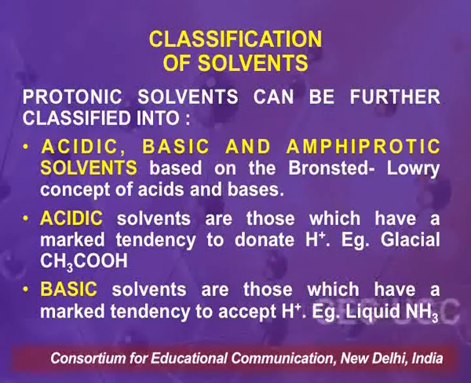Protonic solvents can be further classified into acidic, basic and amphiprotic solvents based on the Bronsted-Lowry concept of acids and bases. There are two concepts of acids and bases: the Lewis acid concept, which is based on the give and take of electrons, and the Bronsted-Lowry concept, which is based on the give and take of protons.